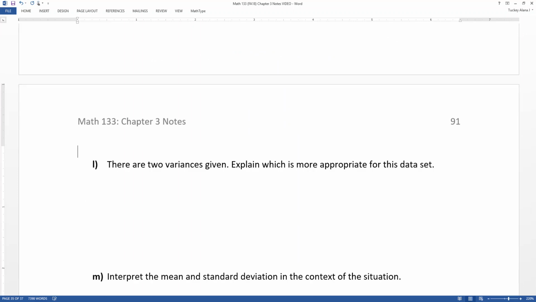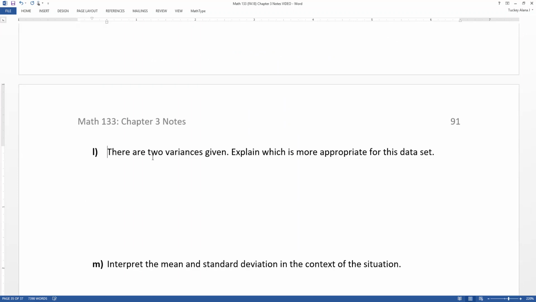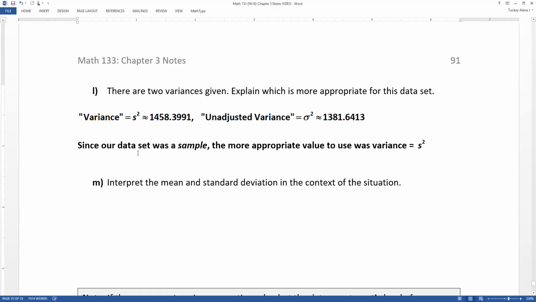All right, next. There are 2 variances given. Oh, we already went over this, which was more appropriate for our data set. So this is a little bit out of order because we already figured this out, but that's all right. Let me type it up real quick. There, I just typed up what we already said, which is that the variance is s squared. The unadjusted variance is sigma squared.